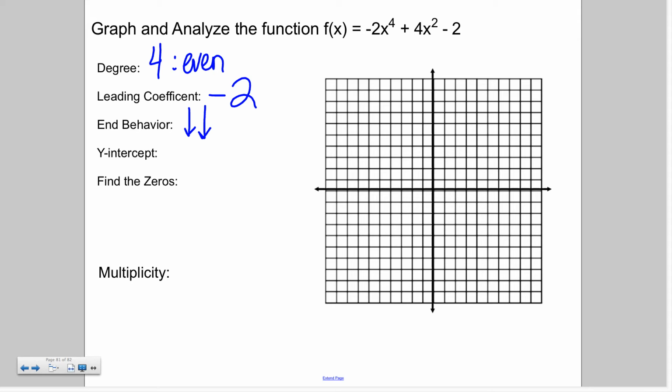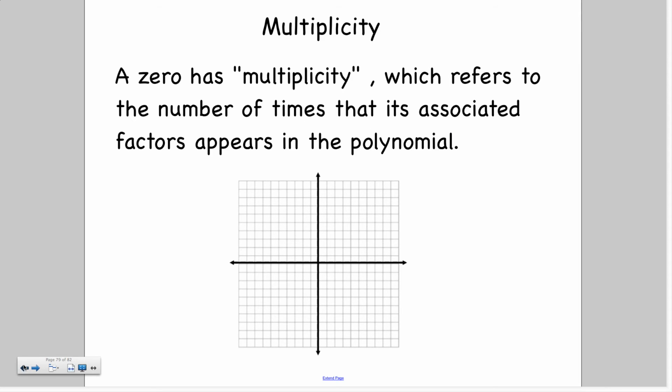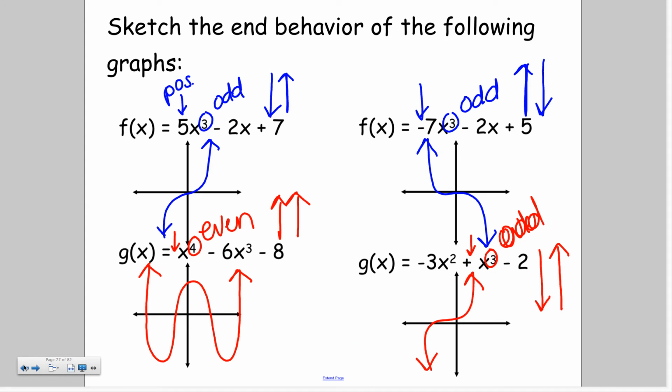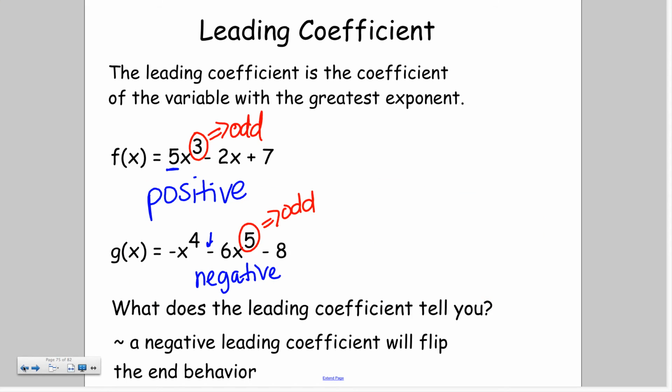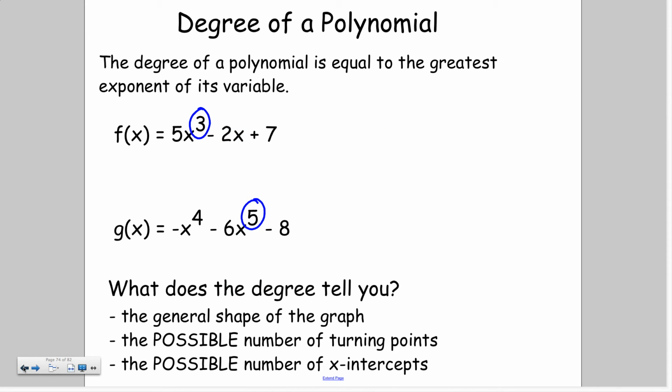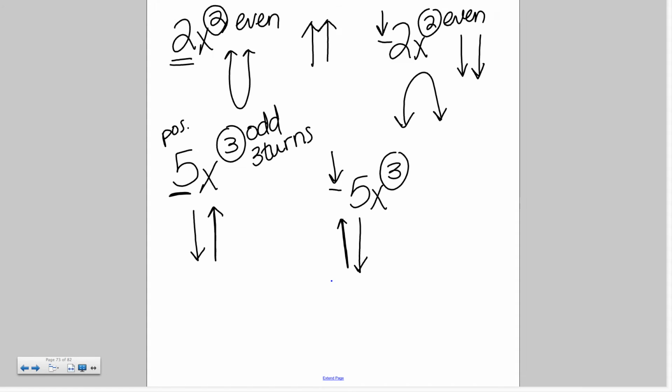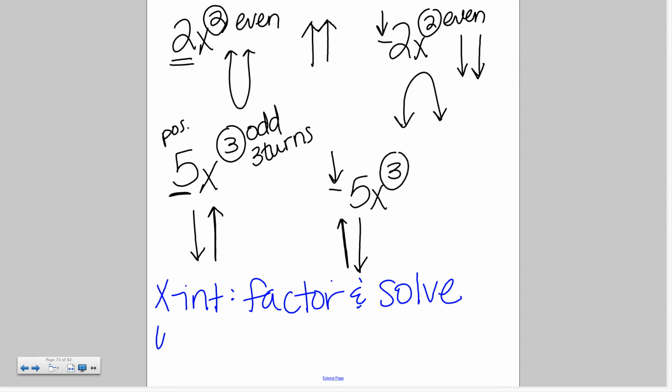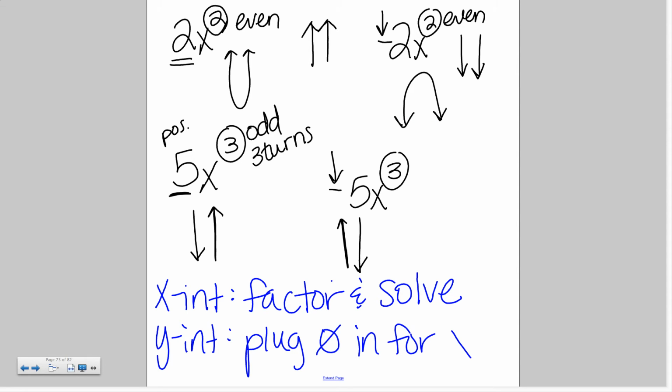Alright, for my y-intercept, I'm plugging in 0 for all my x's. I'm going to go back to page 33 and make a note of that. So for x-intercept, we're going to factor and solve. For the y-intercept, we're going to plug 0 in for x, and that's for every single x in that problem.